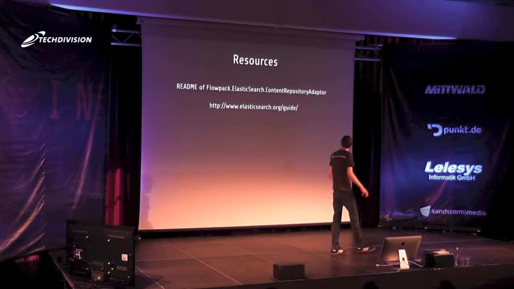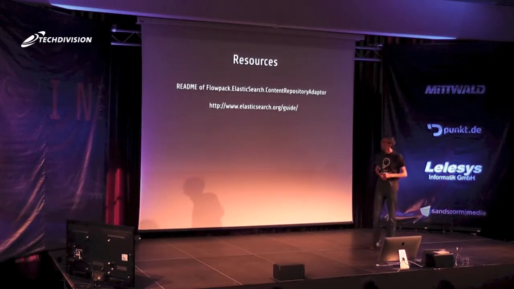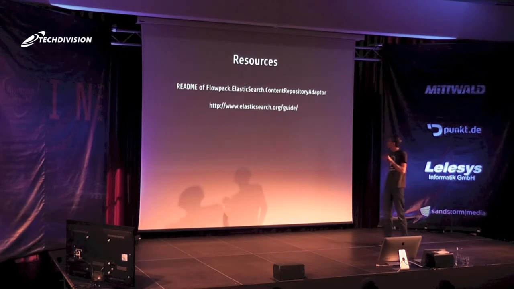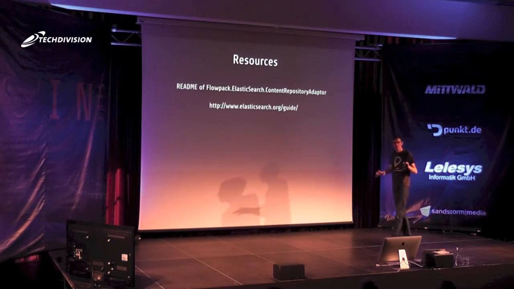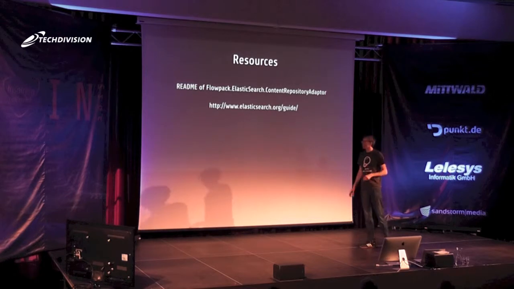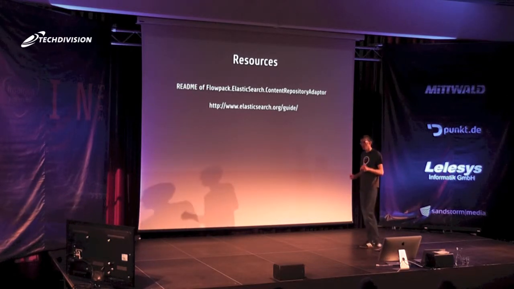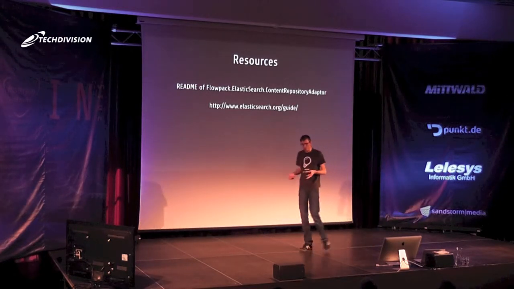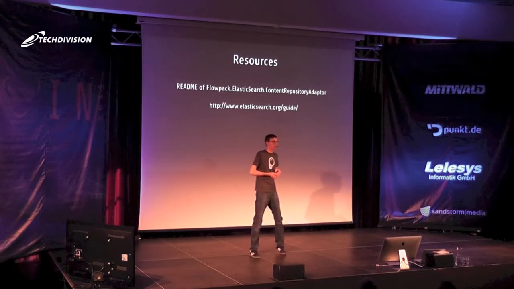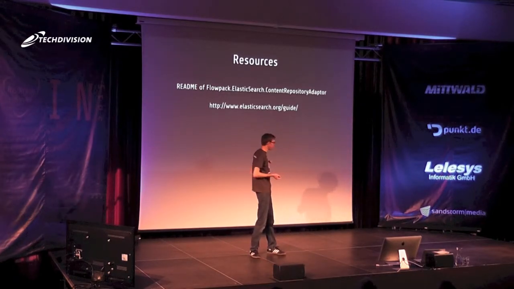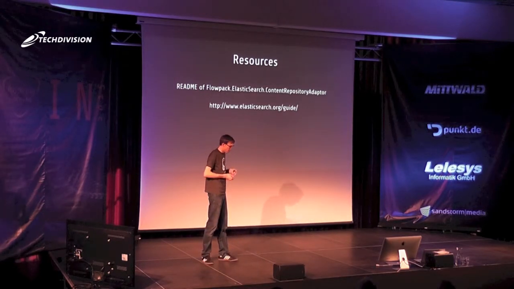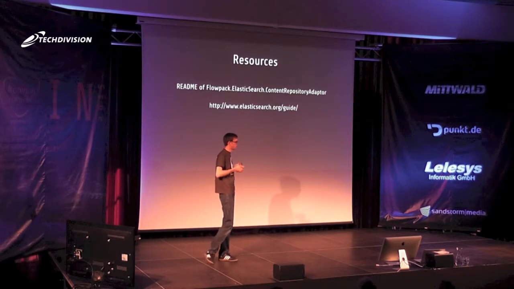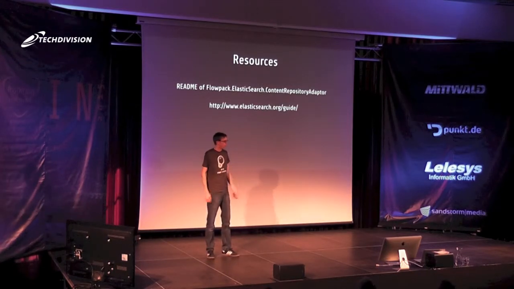If you want to know more, I think there are two ways to learn all that. The one is the Git repository: the Flowpack Elasticsearch content repository adapter has a README which essentially explains everything you've seen in the slides here. And the second part is that Elasticsearch has a really good book published by O'Reilly, and this book is also available online for free under this URL. So it's perfectly legal, don't worry. They explain the core concepts of Elasticsearch in a really nice and understandable way.